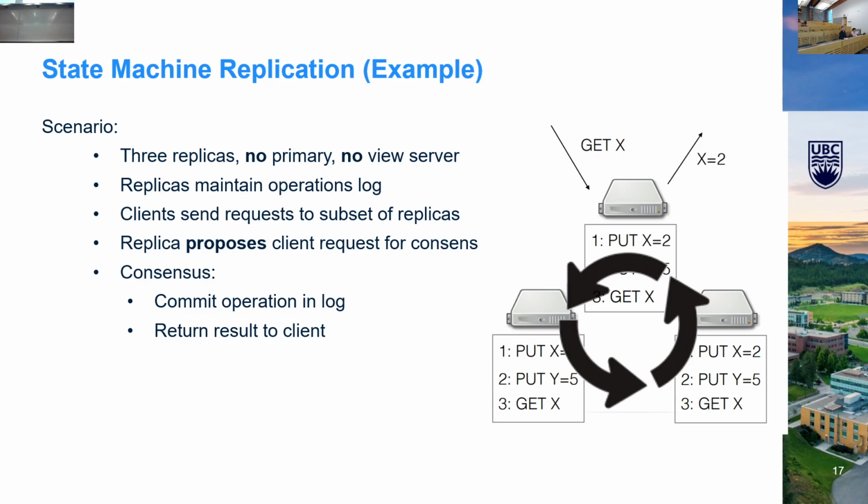So in this scenario, now I'm going to start using that term replica that we see in PMMC. In this scenario, we have 3 replicas. We don't have a primary. We don't have a view server. This isn't Project 3 anymore. This is Paxos or Raft or viewstamped replication or even quorum consensus. The replicas each have a log of the operations that they have processed, that they have seen. Clients send their requests to a subset of the replicas. Now that is not a strict subset, so it could be all of them. That's the we're going to broadcast it to everybody approach.